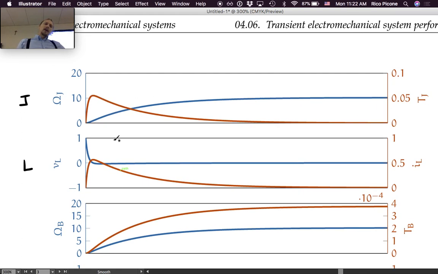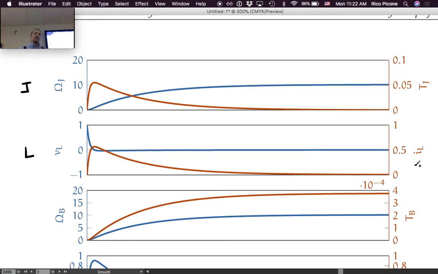Okay, so for the inductor, the voltage drops from a positive value to a slightly negative value for a little while, or maybe it's 0. It's very close. I think it's slightly negative there for a while. And the current, remember the scale's over here for the current, goes positive, and then it slowly decays back down. Okay?